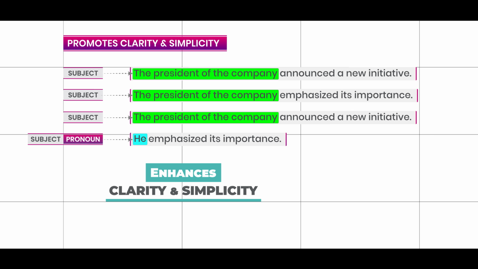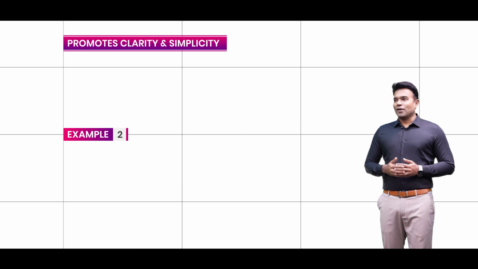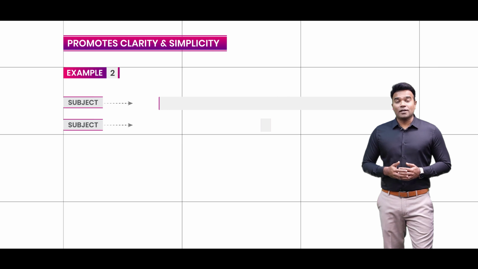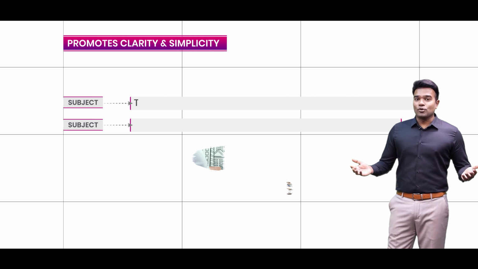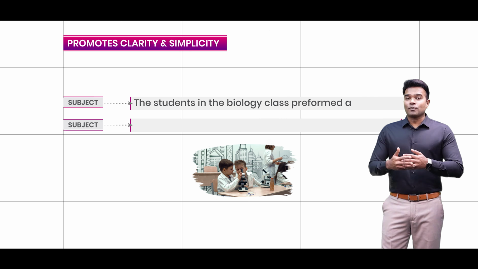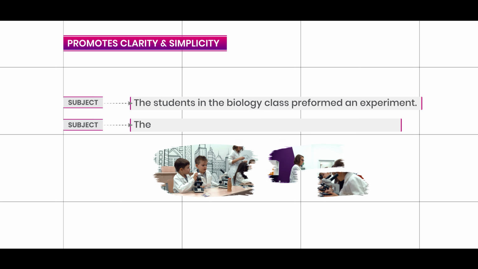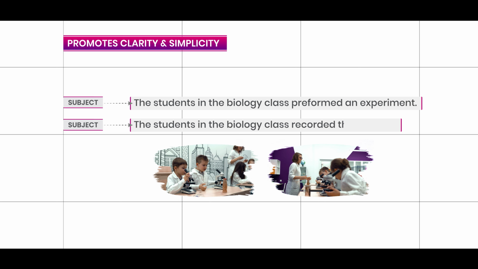Hope I'm clear with this example. Let me give you one more example to clarify this for you. Have a look at these two sentences. The students in the biology class performed an experiment. The students in the biology class recorded their results.